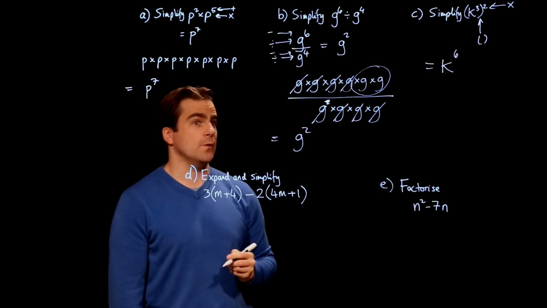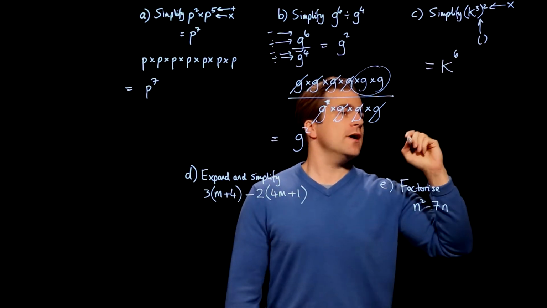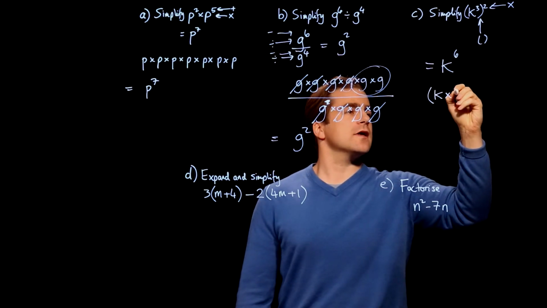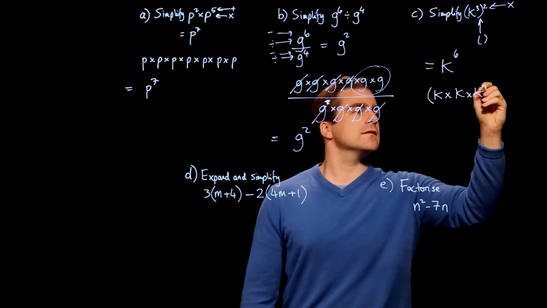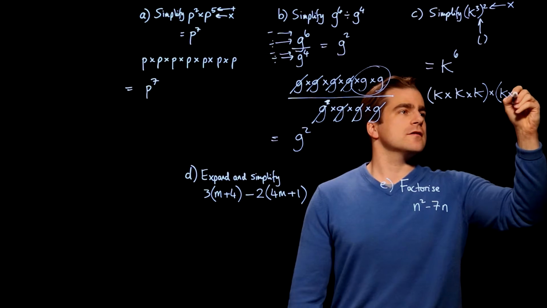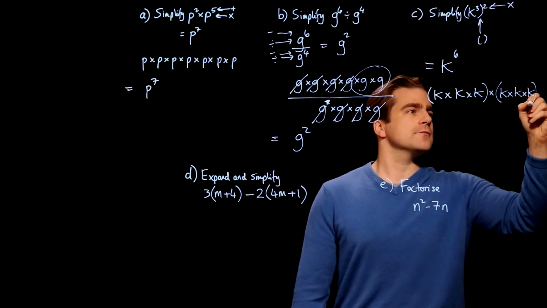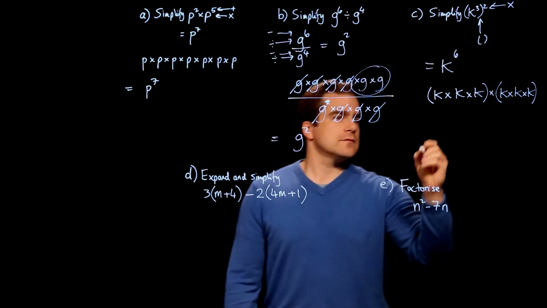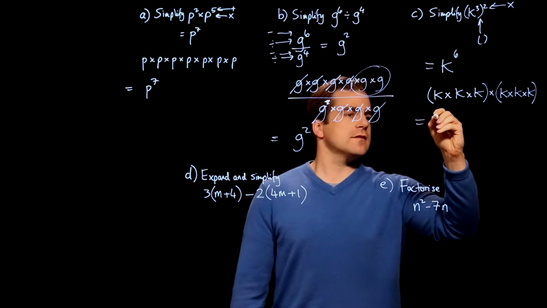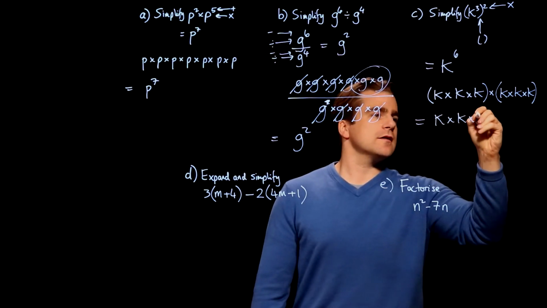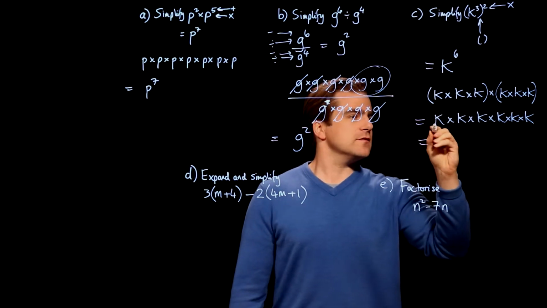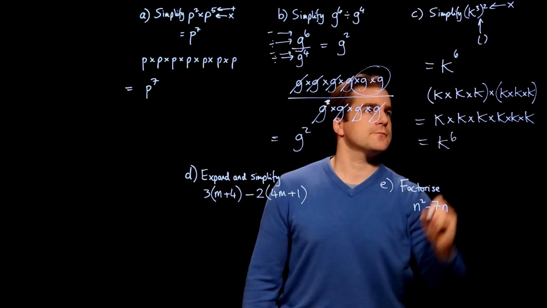That's it. Don't believe me? Okay. K cubed squared is, k cubed is k times k times k. Squared means multiply by itself. That's k times k times k, times k times k times k. You can remove the brackets, so it's just k times k times k times k times k times k, which is 1, 2, 3, 4, 5, 6, k to the 6.